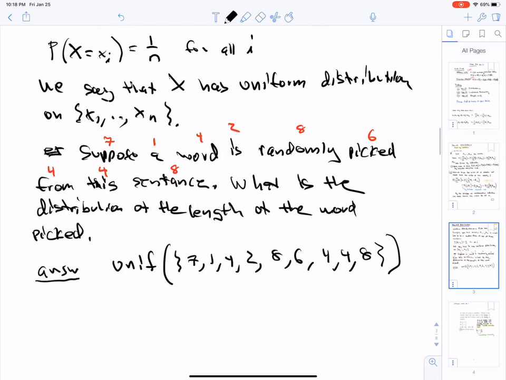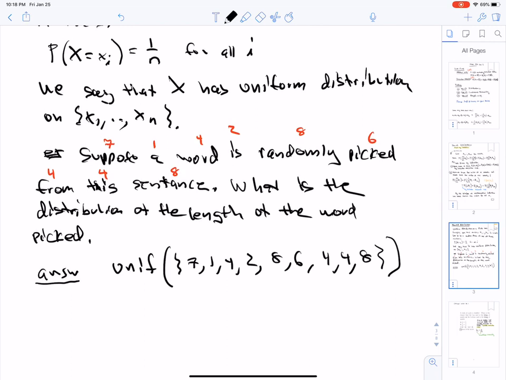So for example, suppose a word is randomly picked from this sentence. What is the distribution of the length of the word picked?